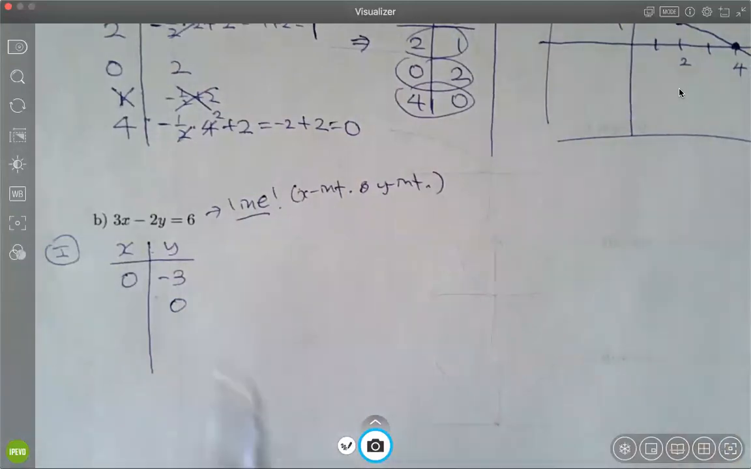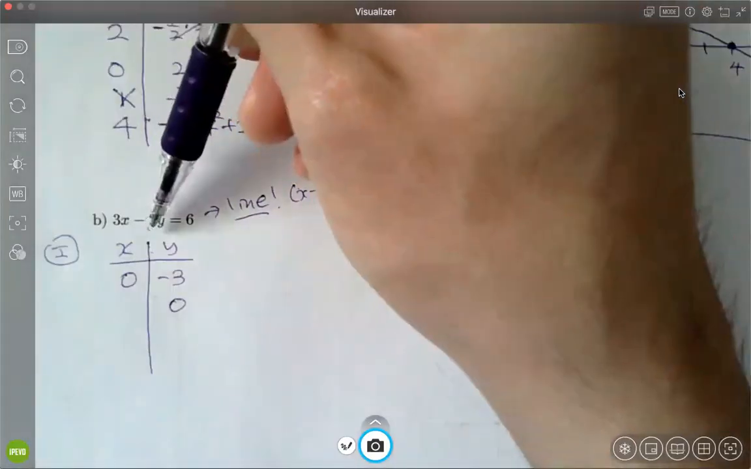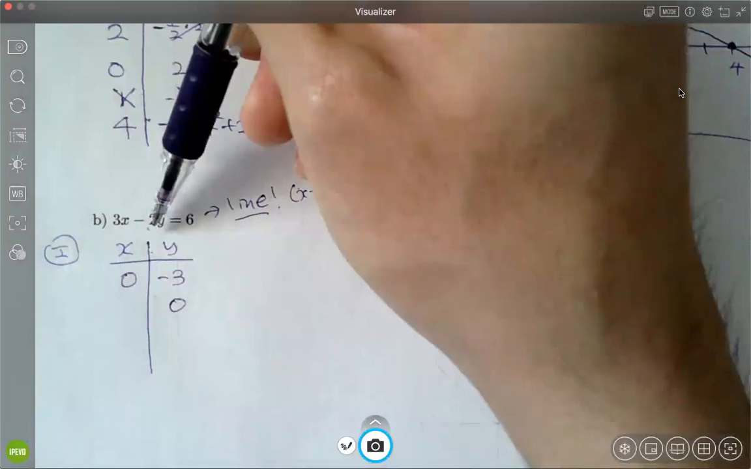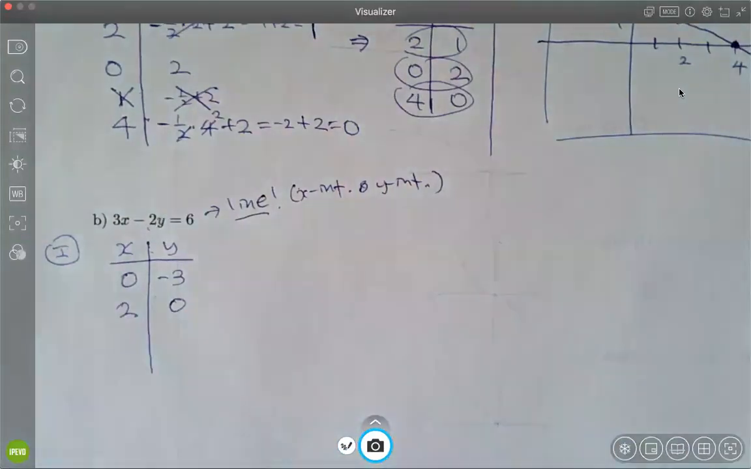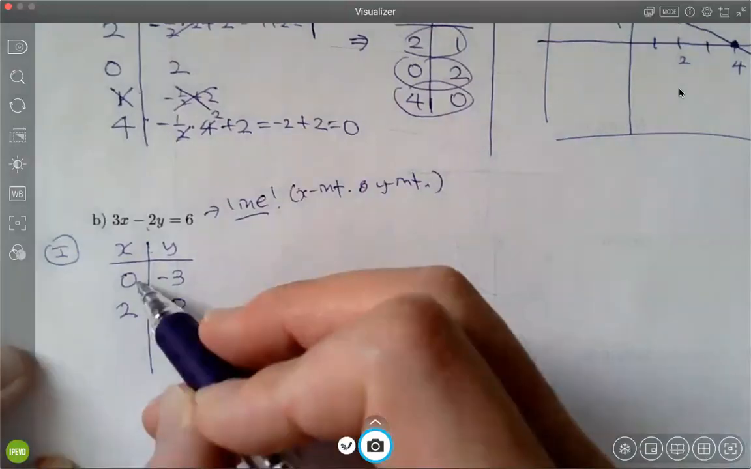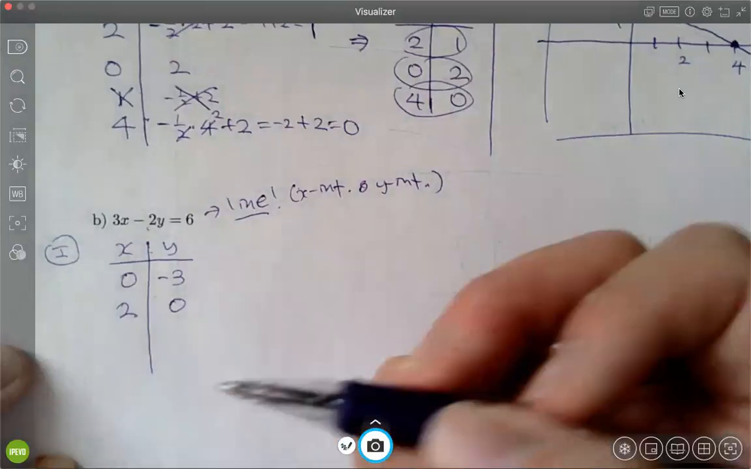So when y is equal to 0, what do you notice? That term is gone, right? So you just have 3x is equal to 6, so x is equal to 2, right? So we have these 2 points, and we just need one more. We have used 0, we have used 2. So maybe you can try 1 and see what happens.